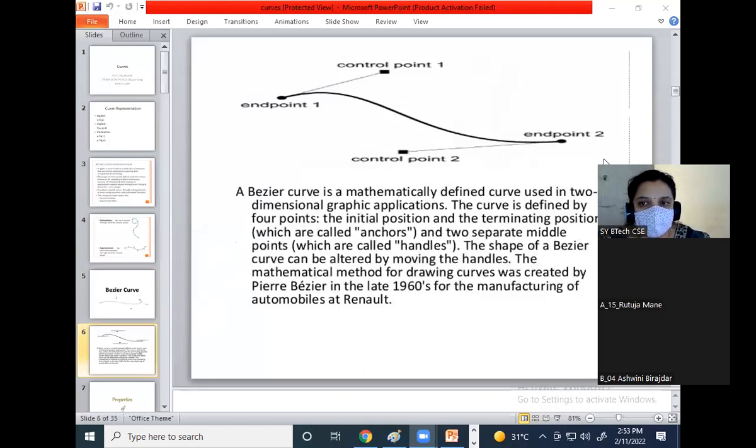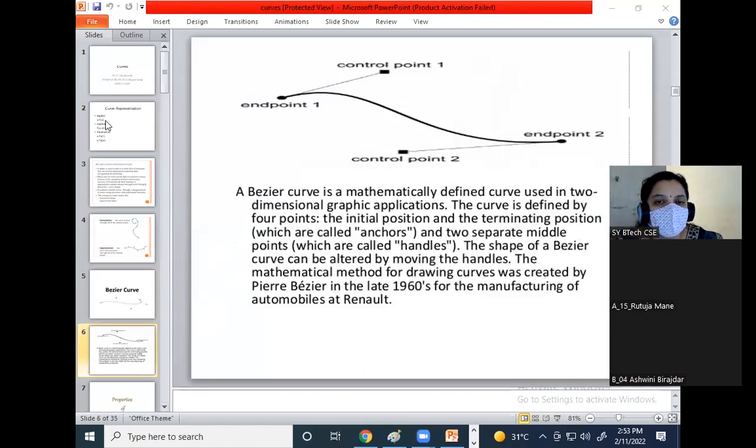Let us see what a Bezier curve is. A Bezier curve has certain properties, like it always passes through the end points. If four control points are there, control point 0, 1, 2, 3, then it will always pass through control point 0 and control point 3. And the shape is totally dependent on the remaining control points. So this is the property.